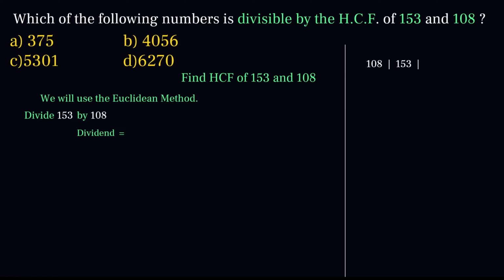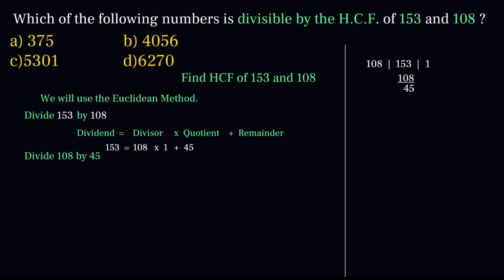So dividend would be 153. Divisor would be 108. Quotient would be 1, meaning 108 times 1 would give me 108. And if I subtract that, I will get the remainder of 45. So let me substitute the value: 153 equals 108 times 1 plus 45.